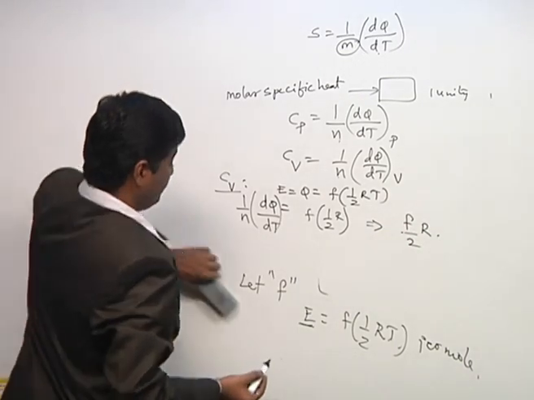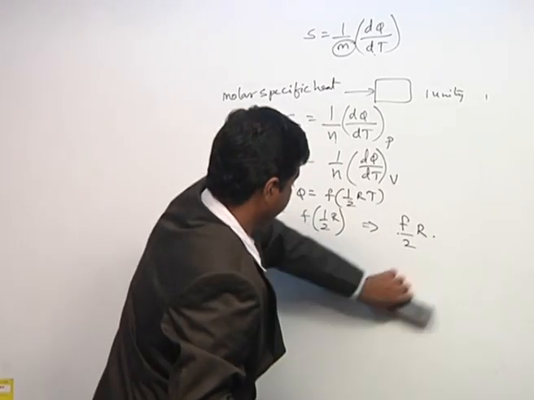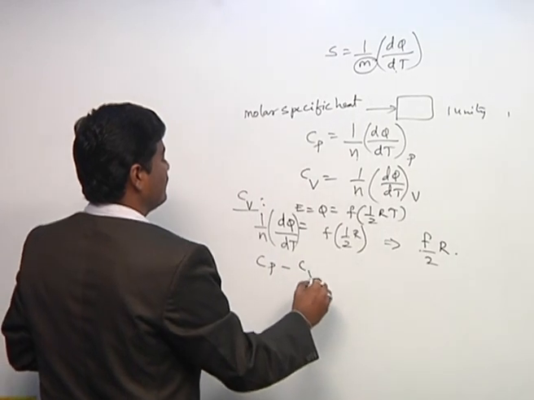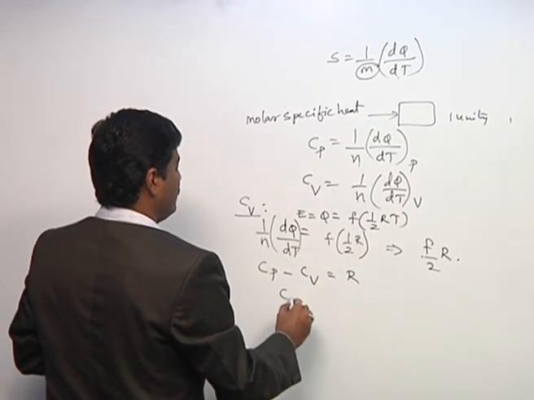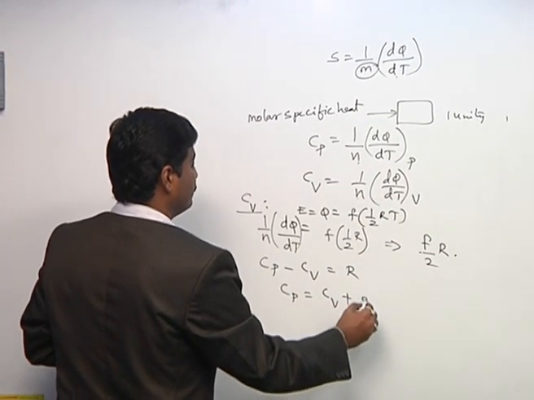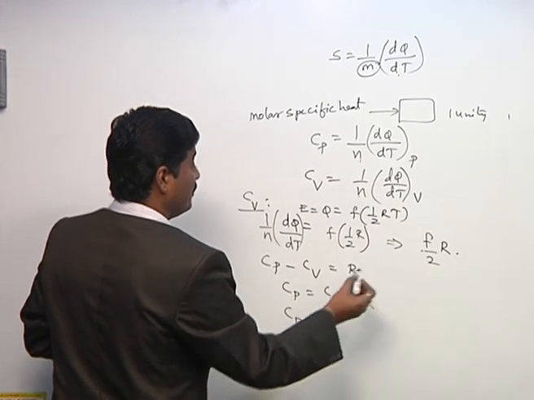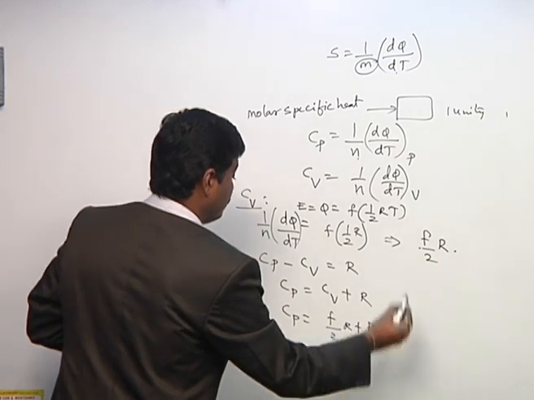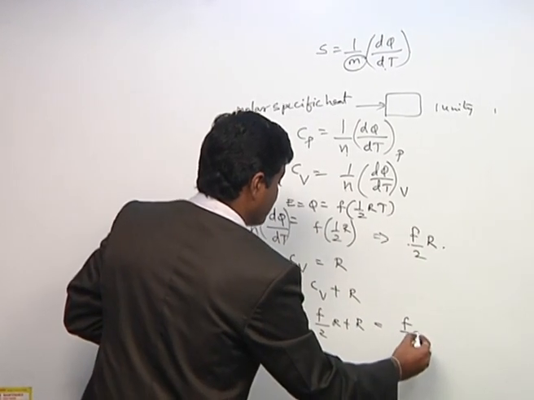Next one, Cp. We know the relation between Cp and Cv: Cp minus Cv is equal to R. So Cp is equal to Cv plus R. Then Cv is F by 2 R, so Cp is F by 2 R plus R. This we can write as F by 2 plus 1, into R.